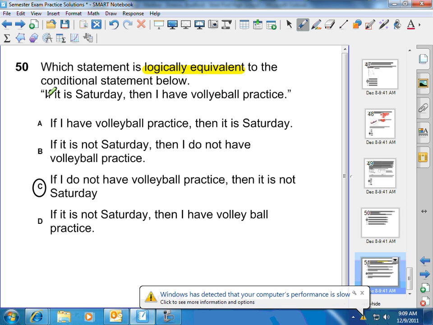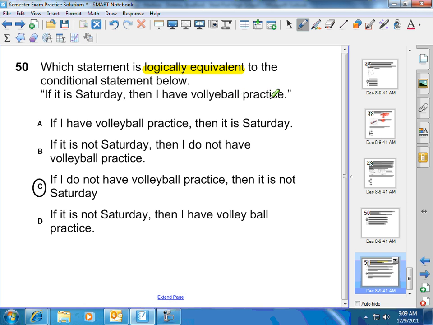So when we look at the statement given here, this is the original conditional statement. If it is Saturday, then I have volleyball practice. Okay? So that tells me that the contrapositive has to be the logical equivalent. So I need to create the contrapositive and find it in the choices. Remember, the contrapositive is the converse of the inverse. Converse being reverse. So it's the reverse of the inverse.